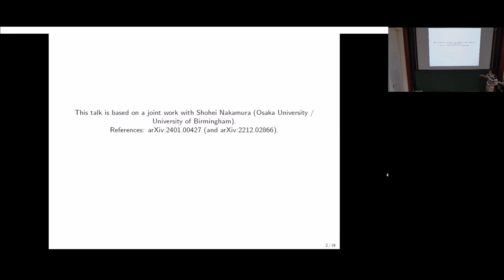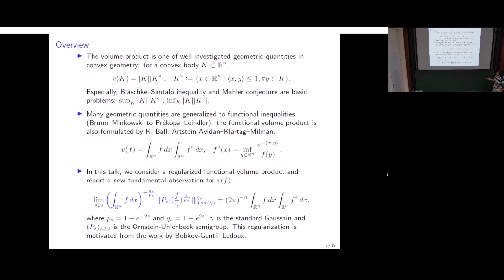Today's topic is already on the arXiv, and the second one. Basically, some observations already appeared in the second paper. And that is the overview of today's talk.